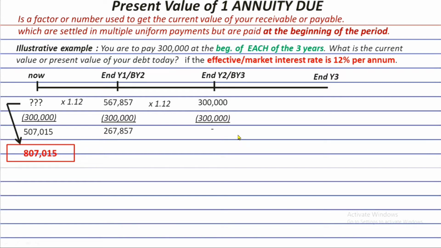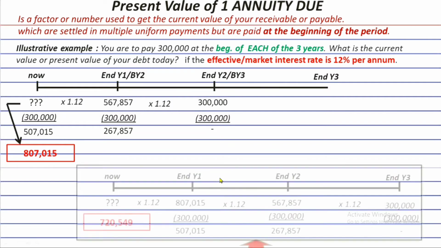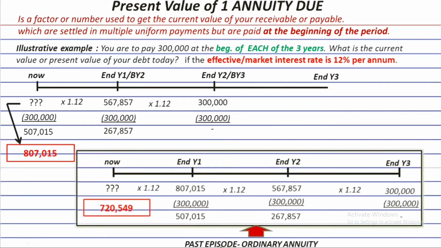So, before we continue, let's compare this payment pattern with the pattern in the ordinary annuity in the previous episode. Okay? So, in here, the payment started immediately. And in the final year, or at the end of year 3, as you noticed, there is no payment already. While here, in the ordinary annuity in the past episode, from now, we waited 1 year first before we paid the first 300,000. And of course, the last payment occurred at the end of year 3.